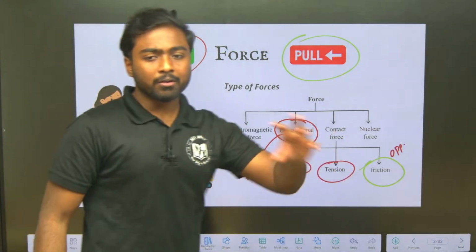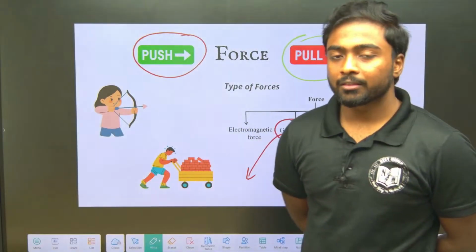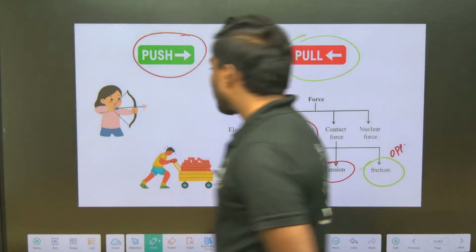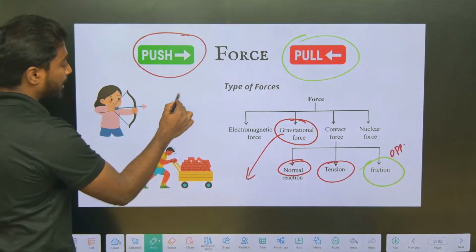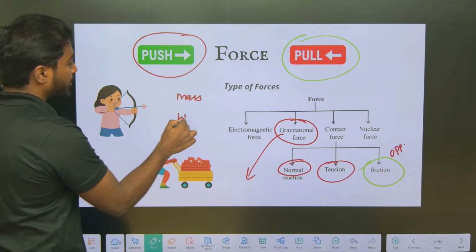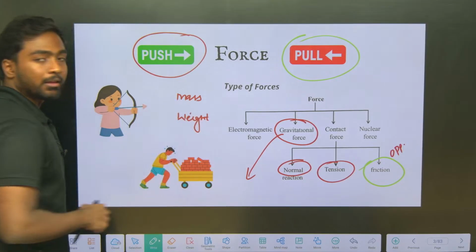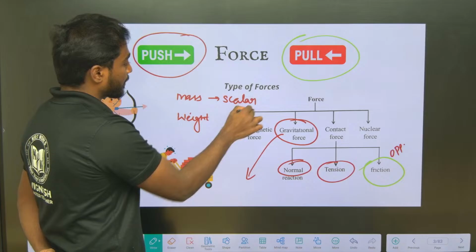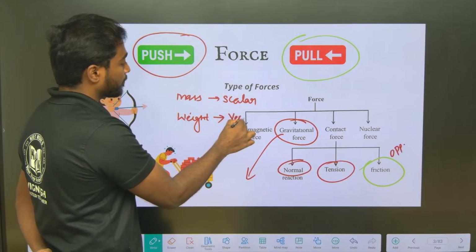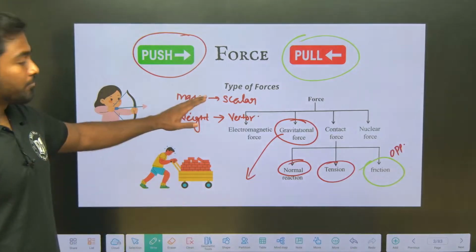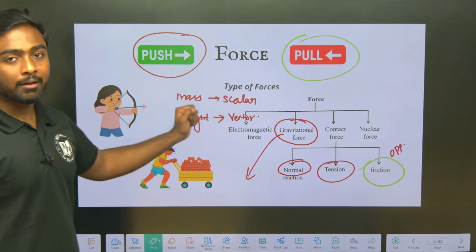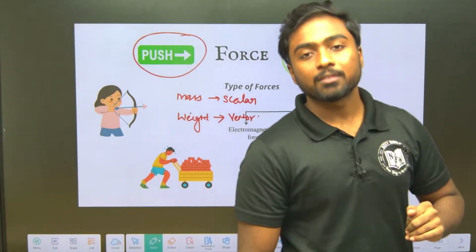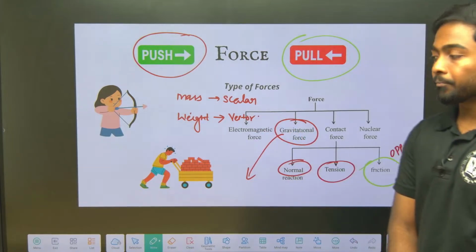When I talk about any object on the earth, everything has a weight. Weight is nothing but mass into gravity, right? Mass and weight are different things. Mass is a scalar, and weight is a vector. For mass only magnitude is there, but weight is directed towards down, so direction is also there, which means it is a vector quantity.